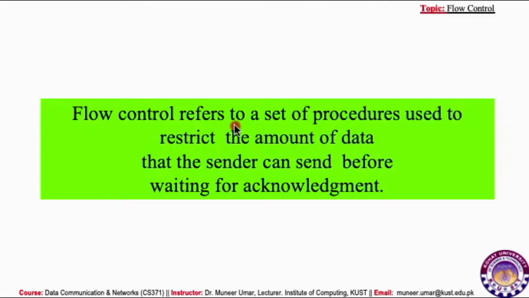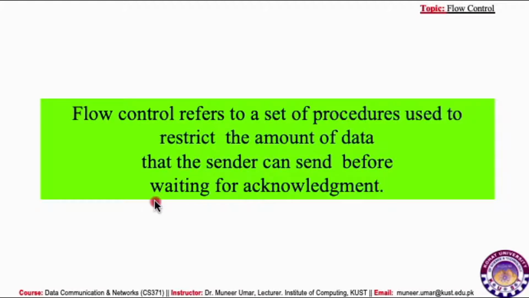Flow control refers to a set of procedures used to restrict the amount of data that the sender can send before waiting for acknowledgement. Whenever an entity produces items and another entity consumes them, there should be a balance between production and consumption rates. In other words, we have two nodes, one is the sender and the second one is the receiver. So the speed of the sender must match the speed of the receiver.